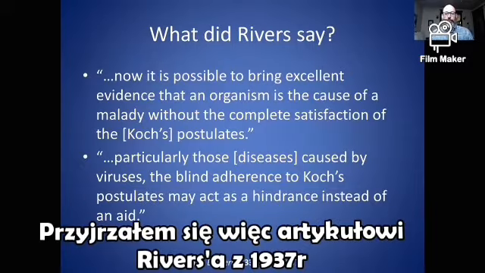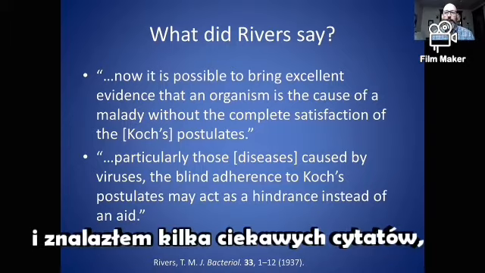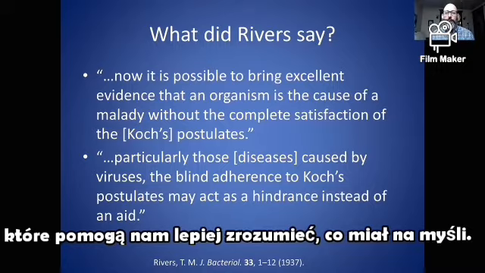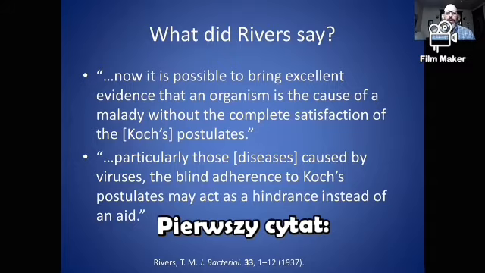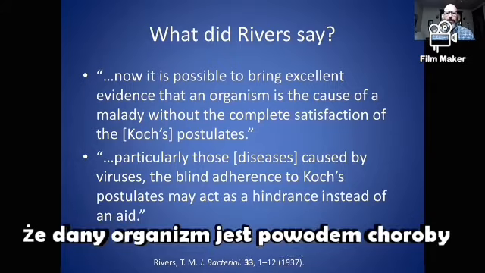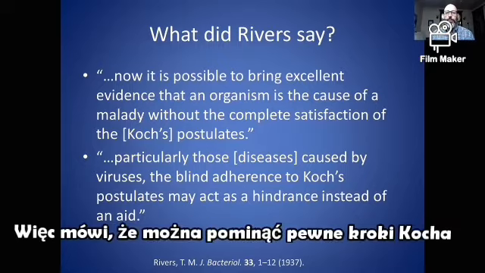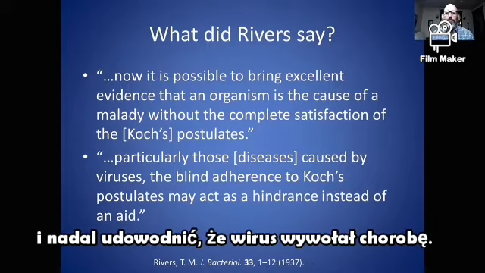So I went and looked at Rivers' article from 1937 where he laid out these 6 criteria, and I found a few interesting quotes to help us learn a little bit more detail about what he was saying. So the first quote: "Now it is possible to bring excellent evidence that an organism is the cause of a malady without complete satisfaction of Koch's postulates." So basically he's saying that you can skip the steps that are not included in his criteria and still prove that a virus causes a disease.